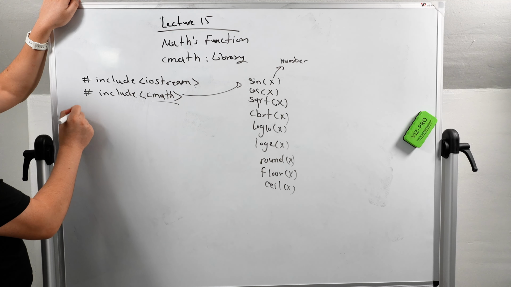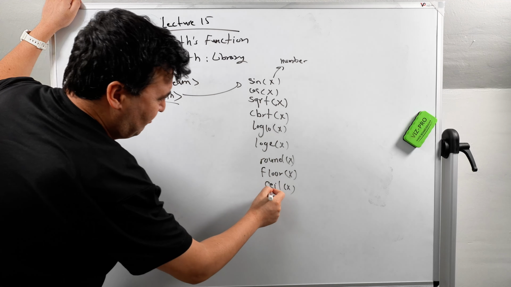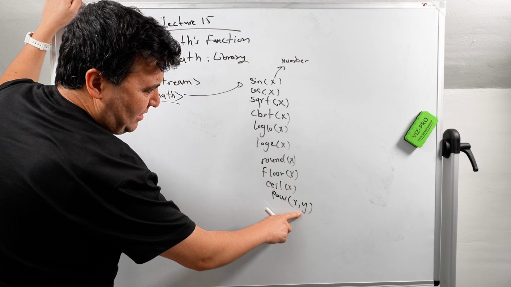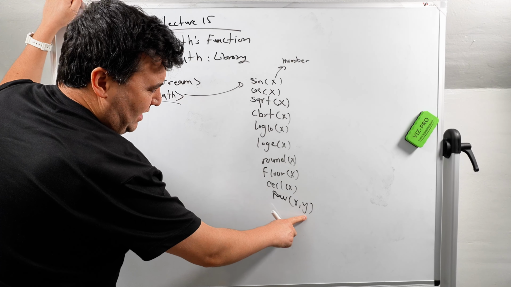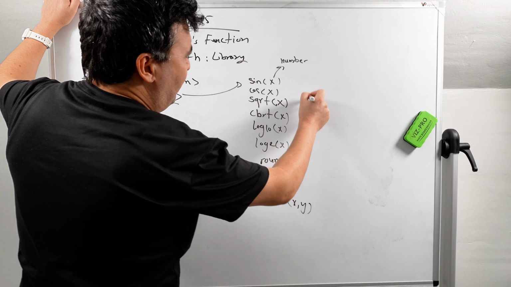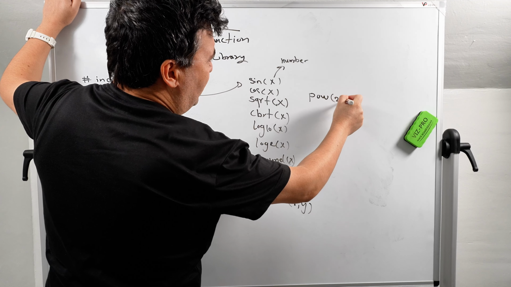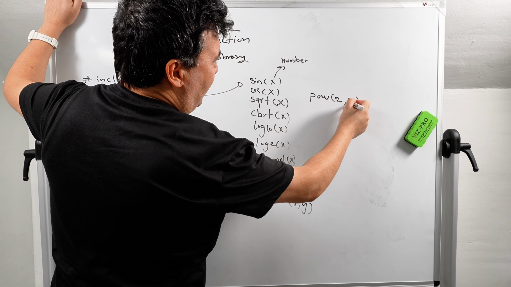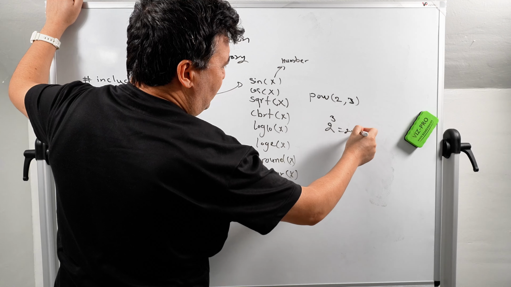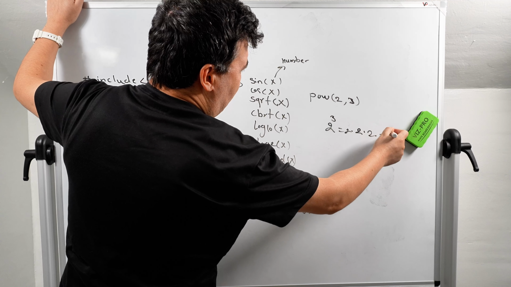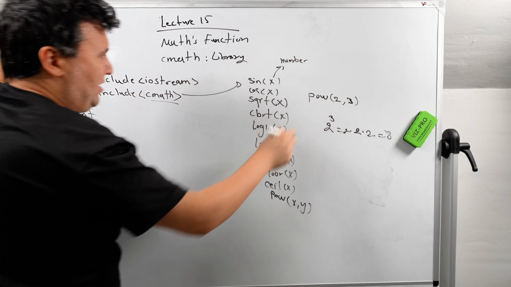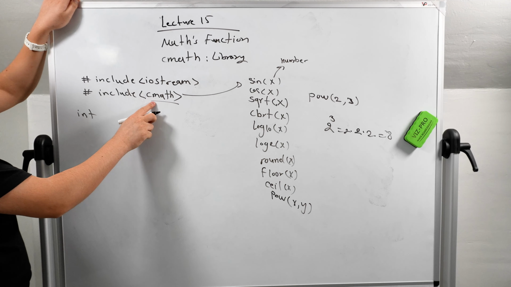We also have another function called pow, which takes two arguments, the first argument x and the second argument y. This is the base and this is the exponent. If we calculate the power of 2 to the 3, it means 2 to the power of 3, which is 2 multiplied by 2 multiplied by 2, equal to 8. So this is the pow function, which is included in this cmath library.